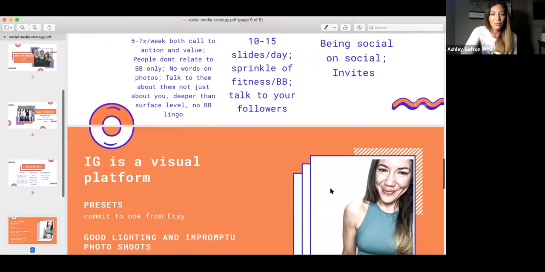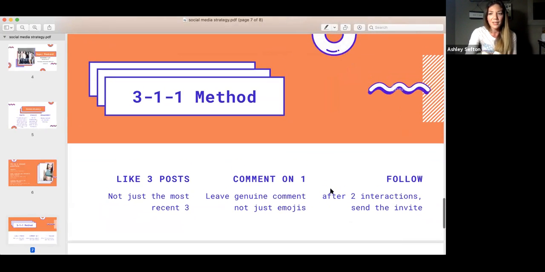If you watch the National Wake Up Call from a couple weeks ago, they talked about this 3-1-1 method. It's from the girlfriend of Mandy Kai, who's a top coach. I think she's a 5-star diamond, and this is what she does. She finds somebody she thinks she connects with, goes to their profile, likes 3 of their posts, not the first 3, but any 3 in their feed that you're actually taking the time to look at, comments on one of them, and then follows them. After she has 2 interactions with them, she sends them an invite.